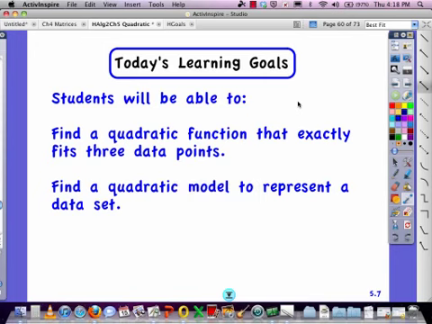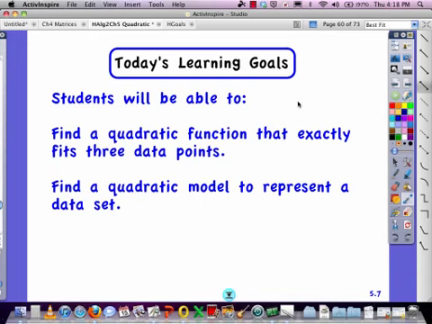Okay, our lecture today comes from section 5.7, curve fitting with quadratic models. So you can see the whole chapter we've been doing all different types of quadratics, from factoring and completing the square to quadratic formula. In this case now, we are going to be able to find a quadratic function that exactly fits 3 data points.